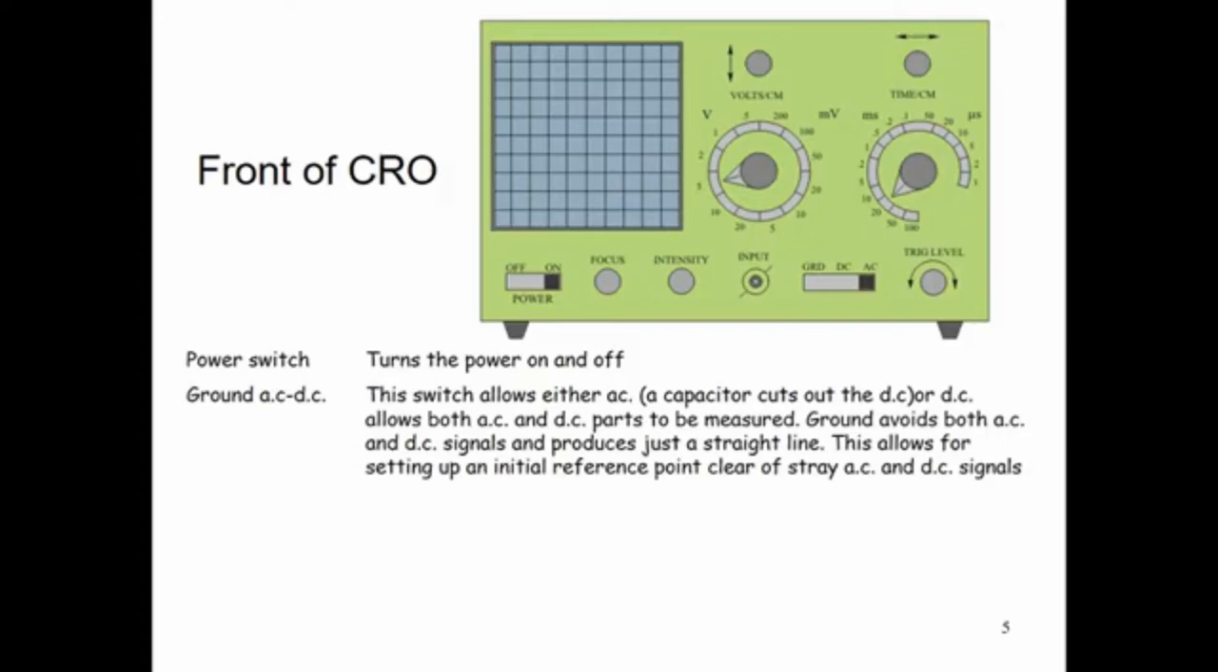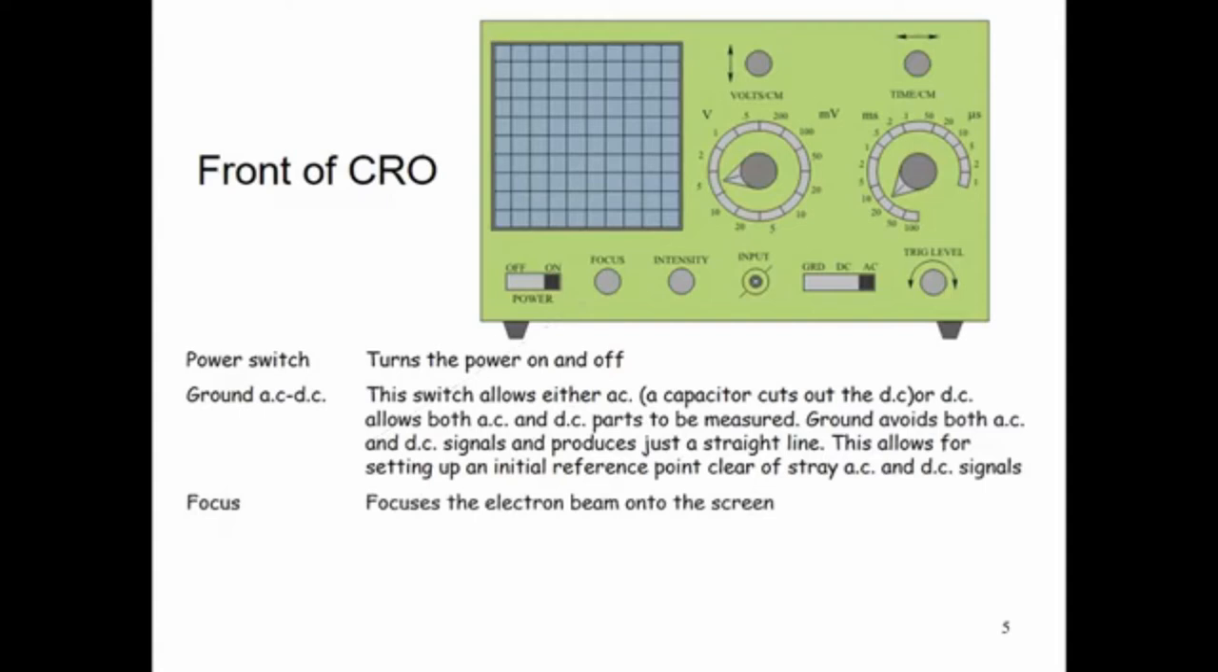So what that means is, if you put it on ground, you'll get a straight line. It might not necessarily be right in the middle, but you will have to use different knobs, which we'll talk about, to bring it to the middle for initialization and making sure the oscilloscope, your equipment, is calibrated, so your measurement is accurate.